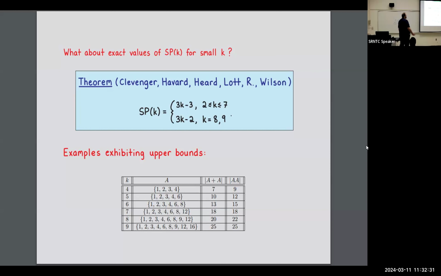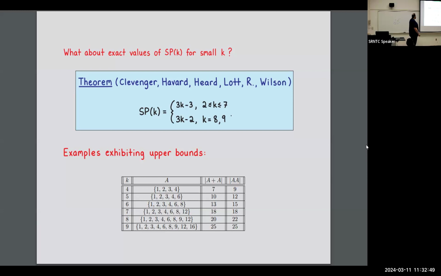And how far could you push that, and how would it all work? So this is what we were able to do. We were able to get the exact answer up to k equals 9. And what we have here are examples. So technically, these examples only show you the upper bounds, but we were also able to prove the corresponding sharp lower bounds.